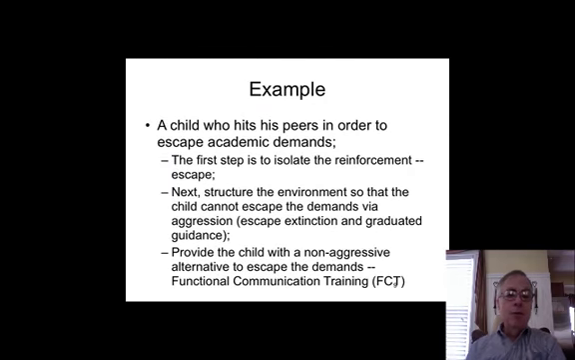So an example for this would be a child who hits his peers in order to escape academic demands. The first step is to isolate the reinforcement, which we have now figured out is escape. Escape from the demands. The next is to structure the environment so that the child cannot escape the demands through their aggression. We're going to use something called escape extinction, which you studied in your intro class.